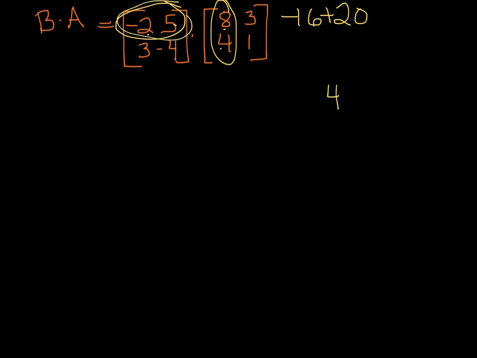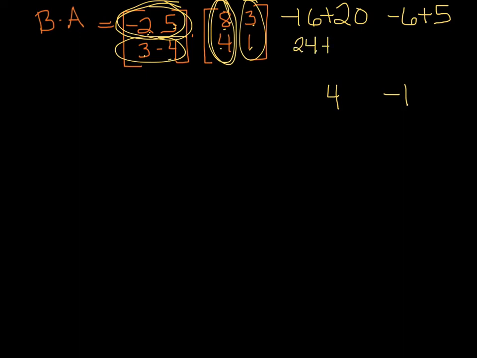Then I'm going to go across and down. Negative 2 times 3 is negative 6, plus 5 times 1. Negative 6 plus 5 is negative 1. Across and down, 3 times 8 is 24, plus negative 4 times 4 is plus negative 16. 24 minus 16 would give us 8. And then bottom right, 3 times 3 is 9, plus negative 4 times 1, 9 minus 4 is 5.